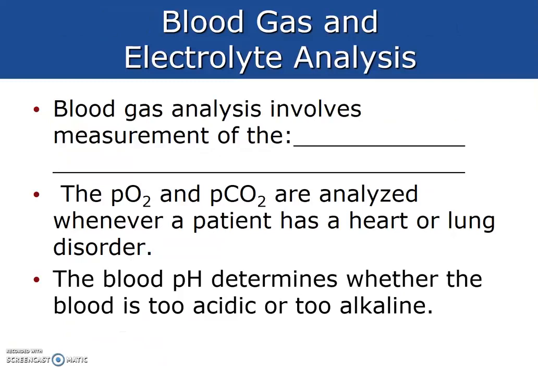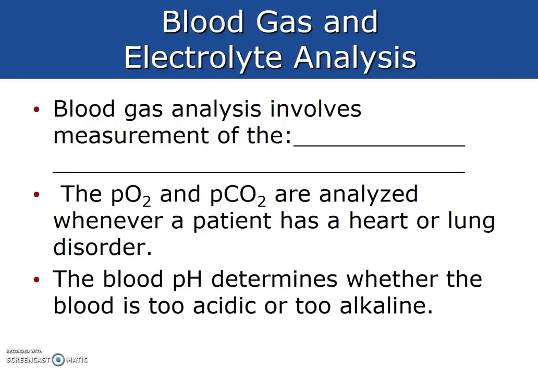Blood gas analysis involves the measurement of PO2, PCO2, and pH. Please be mindful that this is found on page 448 in your textbook. The PO2 and PCO2 are analyzed whenever a patient has a heart or a lung disorder. The blood pH determines whether the blood is too acid or too alkaline.